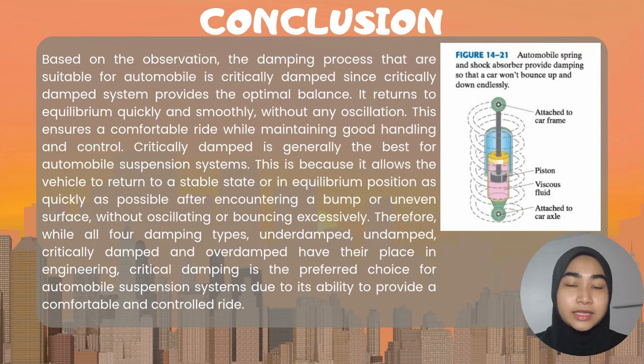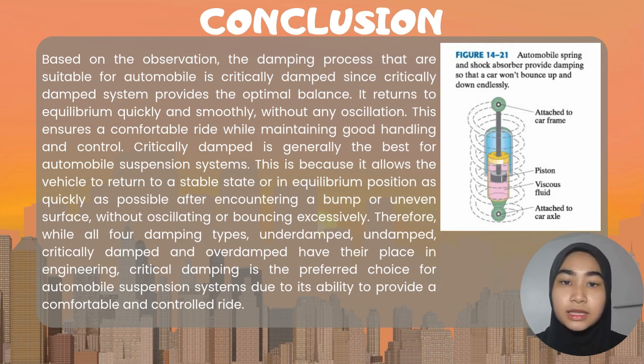Based on the observation, the damping type that is suitable for automobiles is critically damped. Since a critically damped system provides the optimal balance, it returns to equilibrium quickly and smoothly without any oscillation. This ensures a comfortable ride while maintaining good handling and control. Critically damped is generally the best for automobile suspension systems.